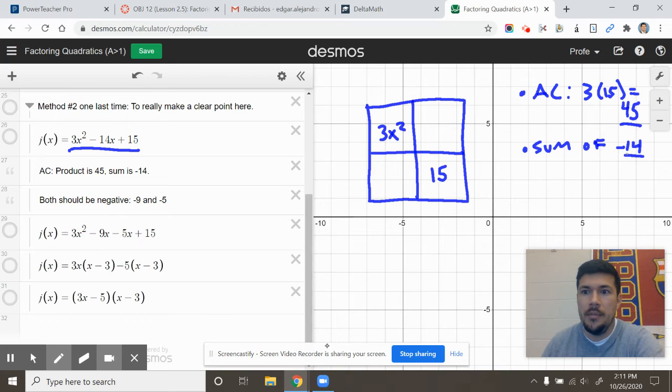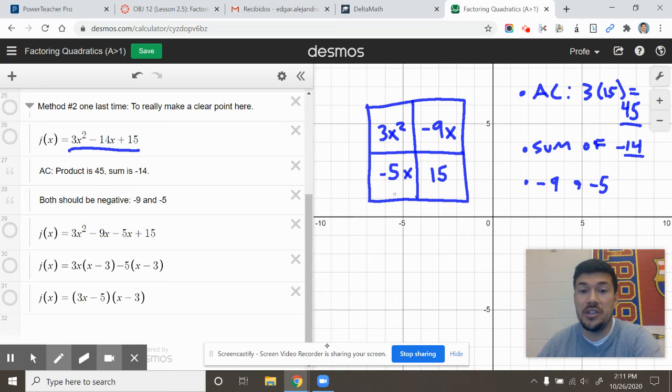And the sum of this, let's see, the sum has to be negative 14. So to get this to work out, two numbers whose product is 45 add up to negative 14. Well, they both have to be negative. The two numbers actually are negative 9 and negative 5. Try it out. Their product is 45. Their sum is negative 14. Then put them wherever you want. I'm going to put a negative 9x right here, and a negative 5x right here.